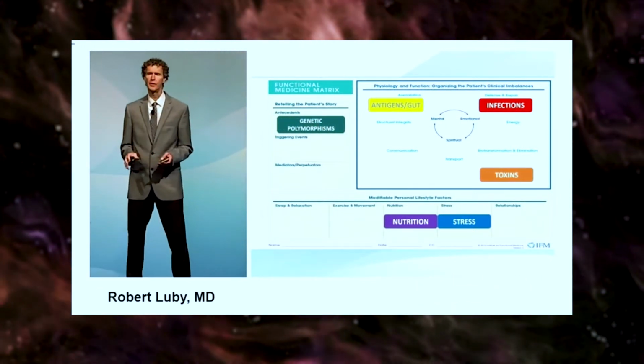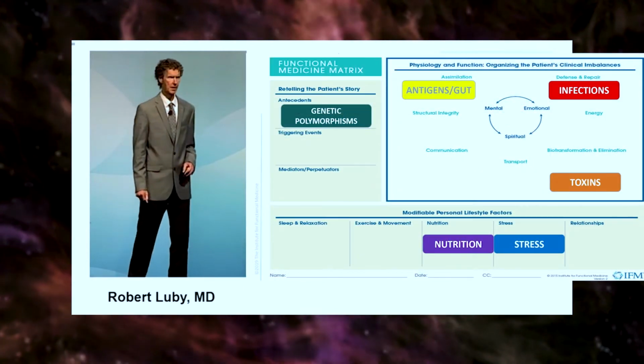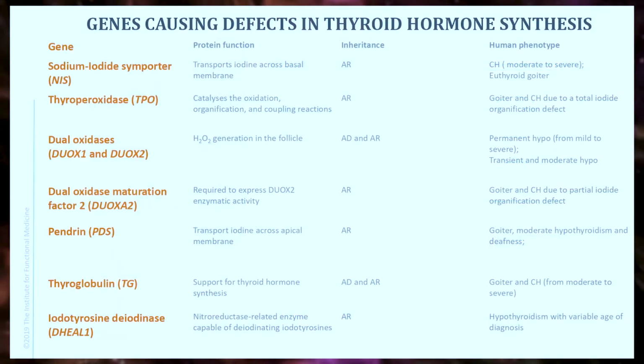Finally, we need to say a word about genetic polymorphisms that can affect thyroid hormone production. Stay tuned to the literature here, of course, too. This list is unabridged, but this is a list of some of the SNPs that will cause lower thyroid hormone production.